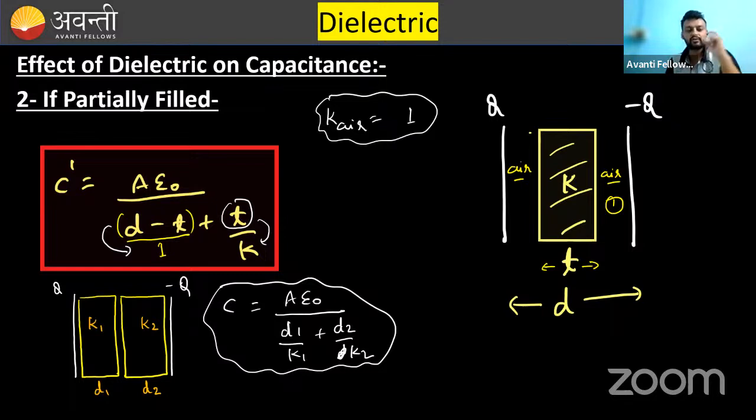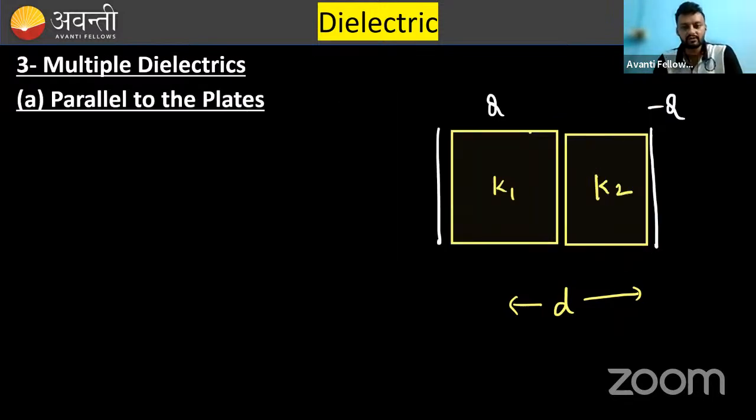Can you solve it? These types of questions are very much visible in your exams sometimes. This is a case of multiple dielectrics. I will tell you later in the next slide. I hope there is a similar type of question. Let's suppose this is D1, this is D2. So I hope you can write it.